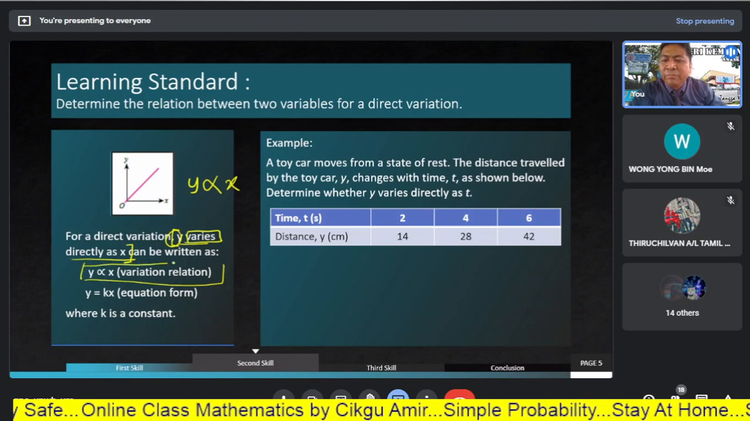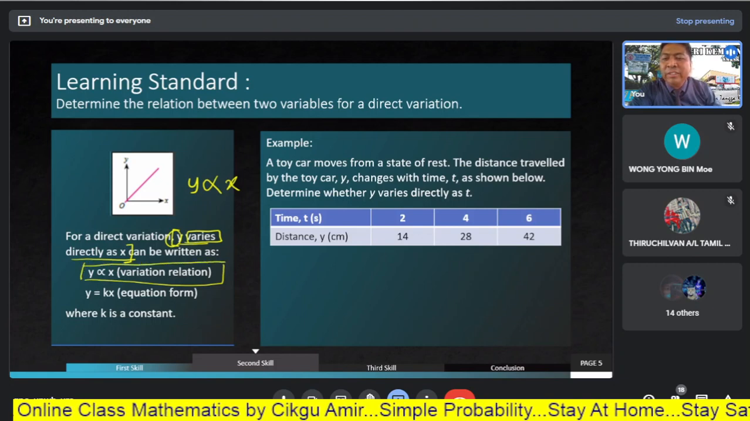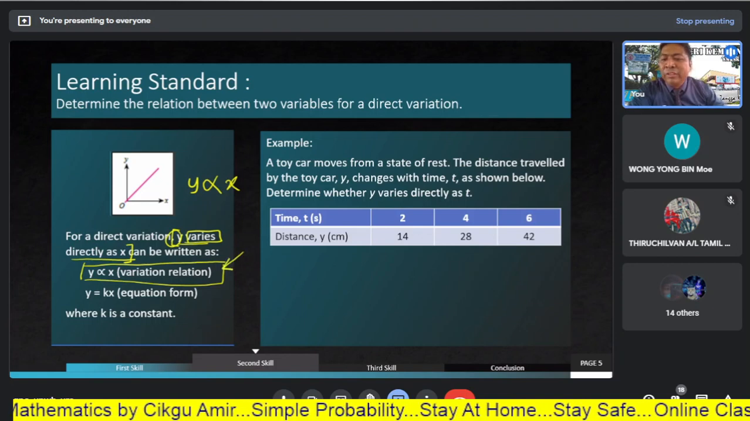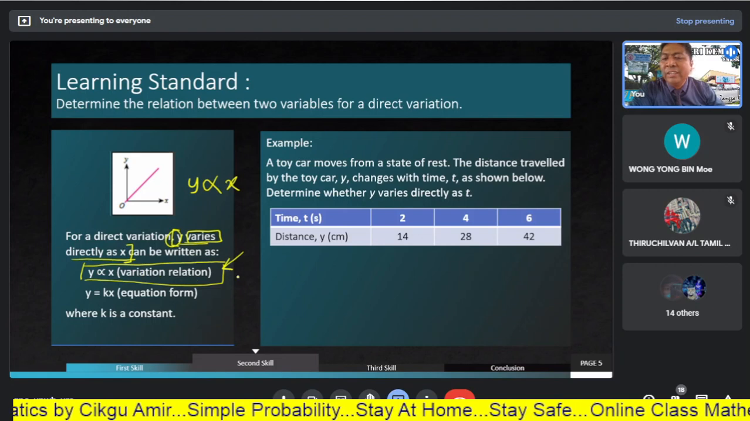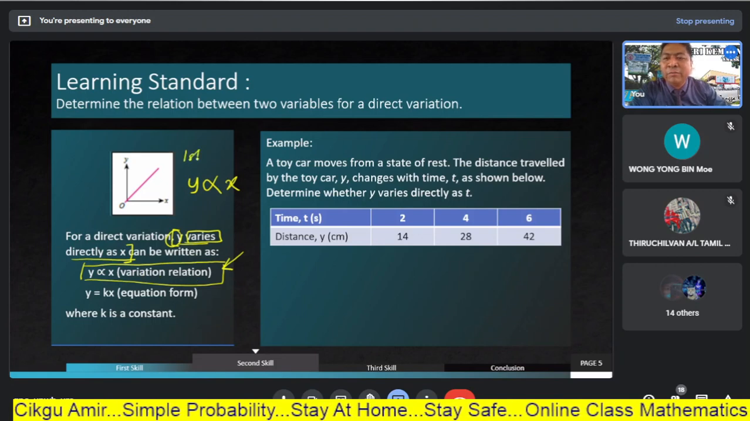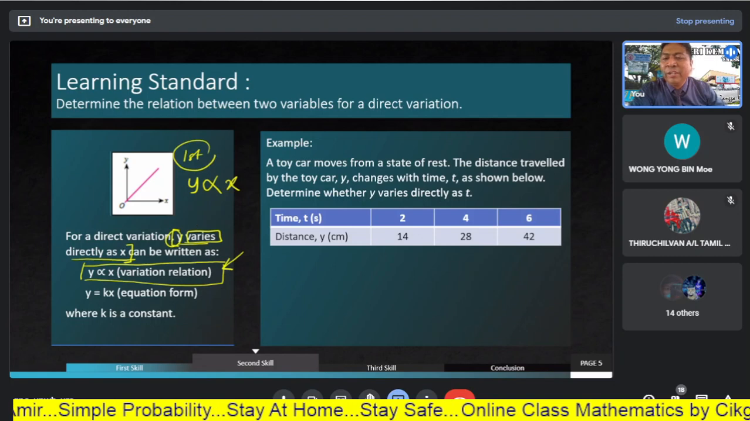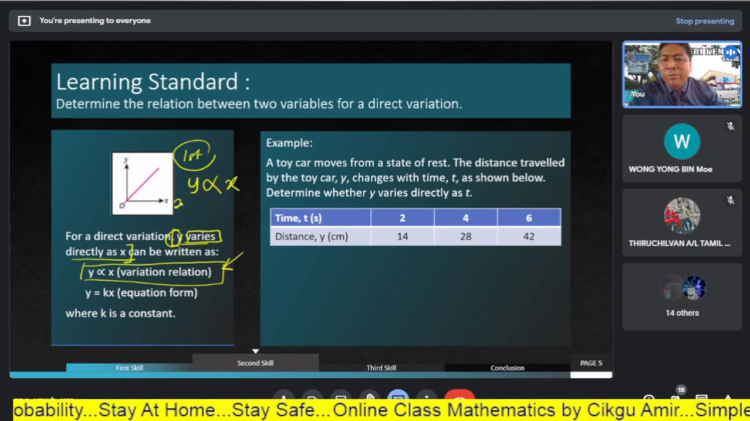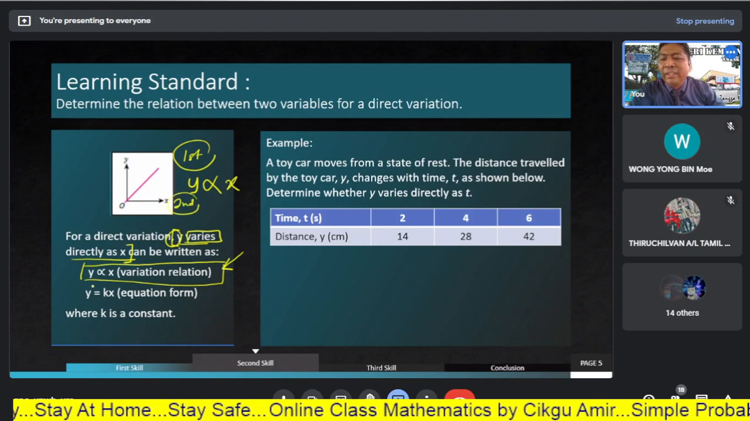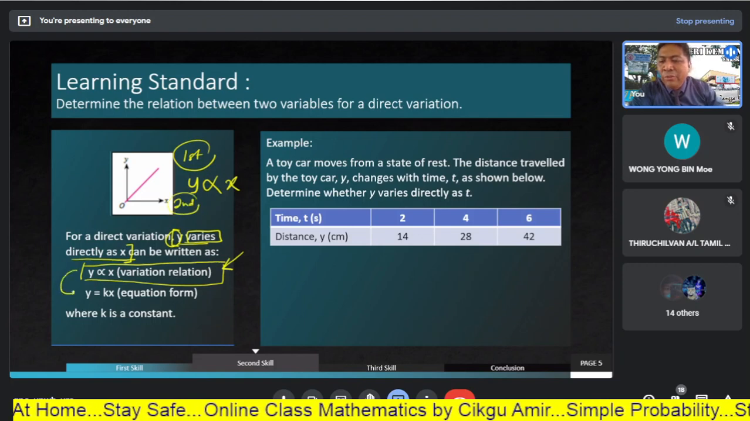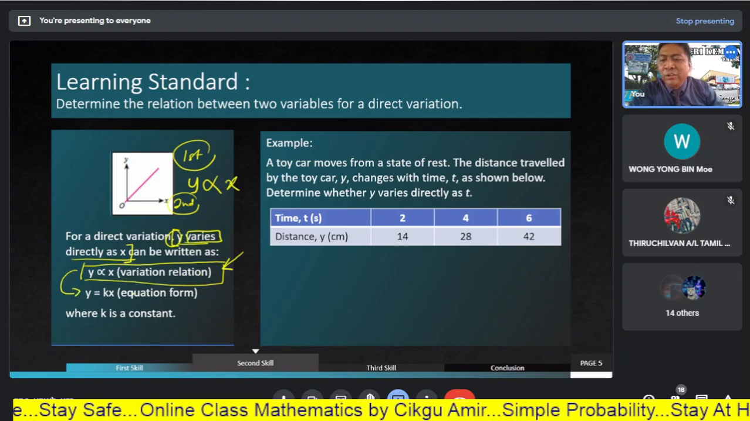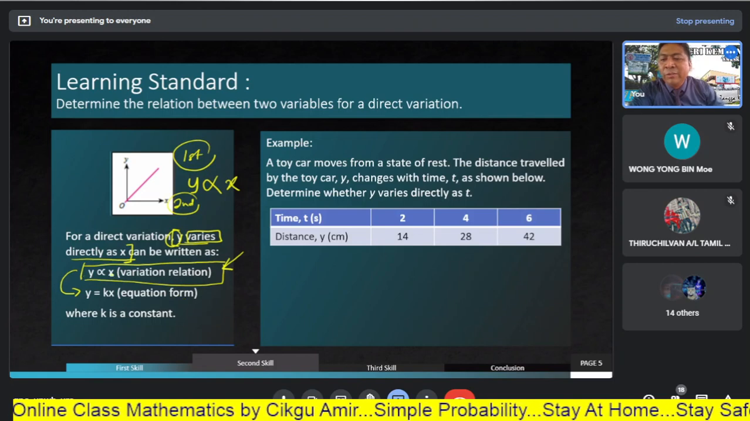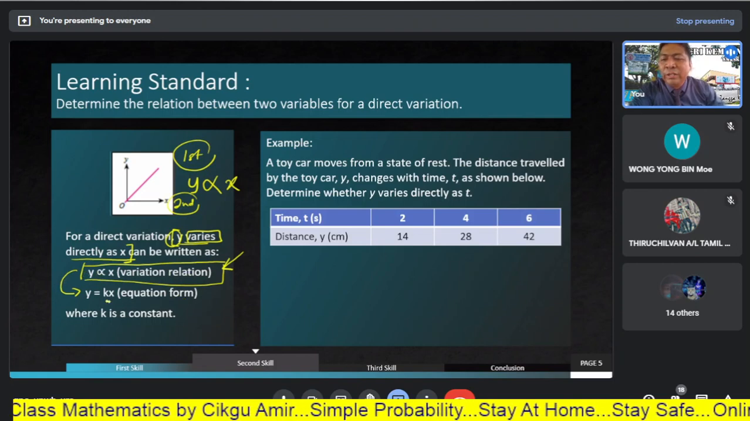The first step. Any question in this topic, we must start with the variation relation. This is the first step, and the first step is very important. Then from the first step we move to the second step. The second step is where you move from variation relation to equation form.